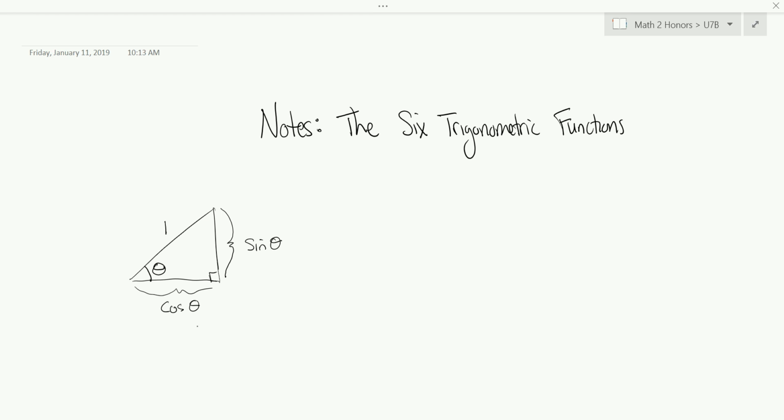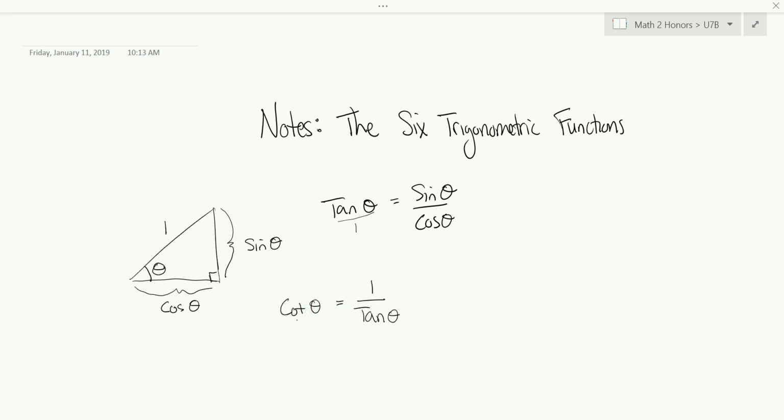Okay. So then we also define tangent as the sine over the cosine. And that's where we stop. So each of these 3 have a reciprocal function attached to it. So for example, the tangent is really over 1. If I flip that over, that's what we call the reciprocal. So 1 over tangent theta, we call the cotangent. So that's one new one.